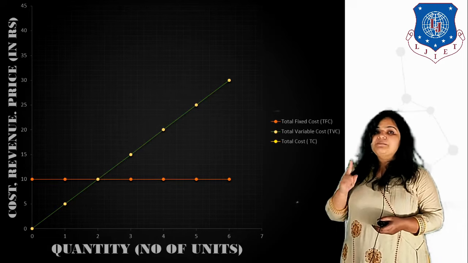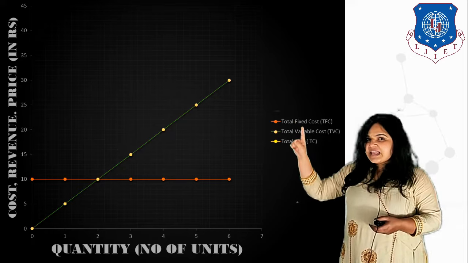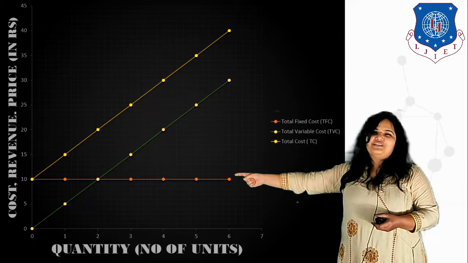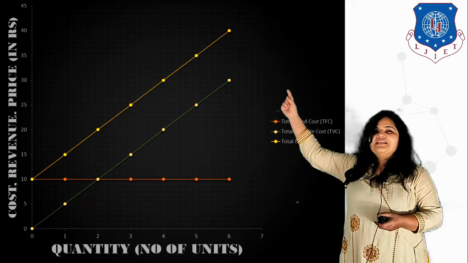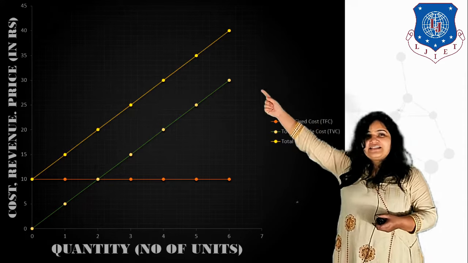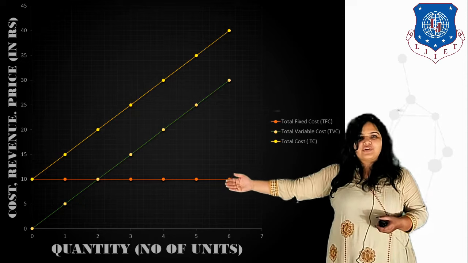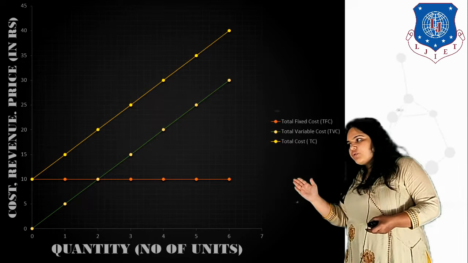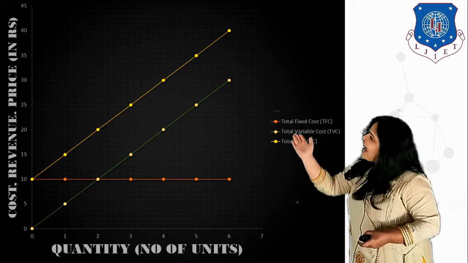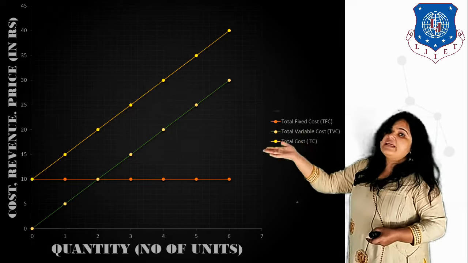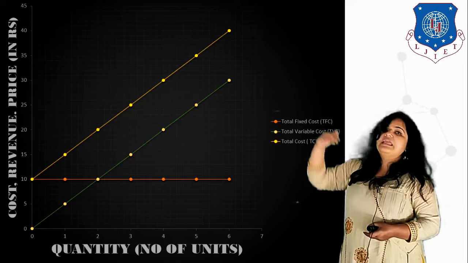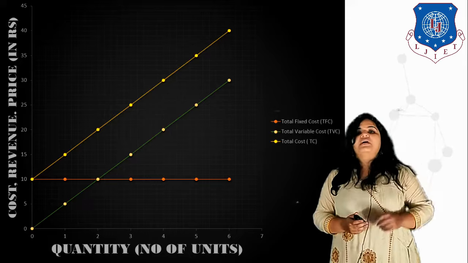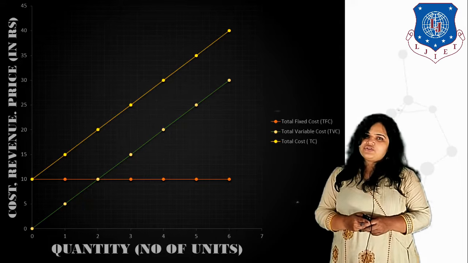Total cost will be again an increasing line, but starting from the point of total fixed cost. Very good. This is the line of total cost. It starts from the point of total fixed cost, because apart from total variable cost, we are trying to add the fixed cost in that, and that is why it increases and moves towards the upper side of the line of total variable cost.